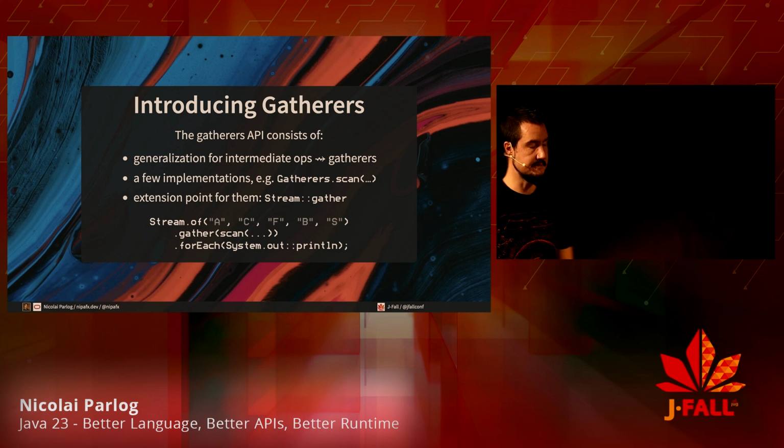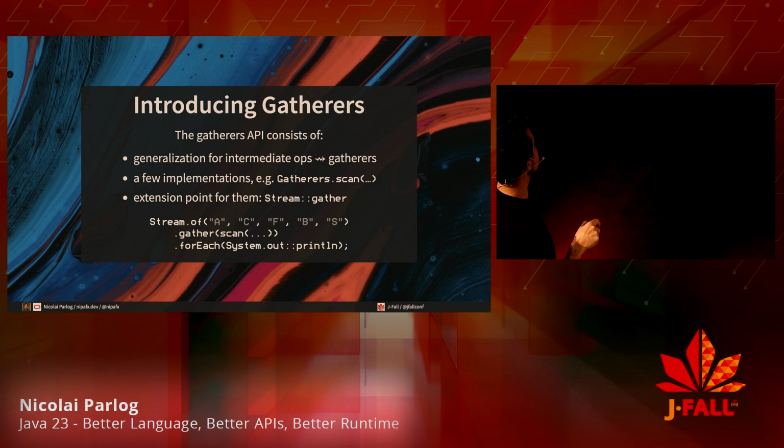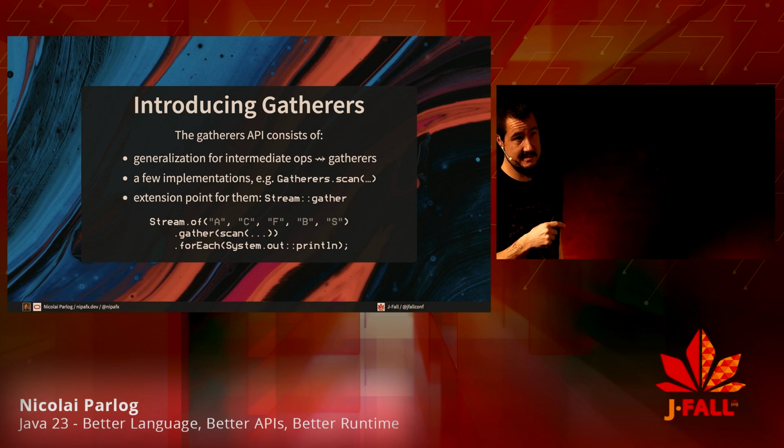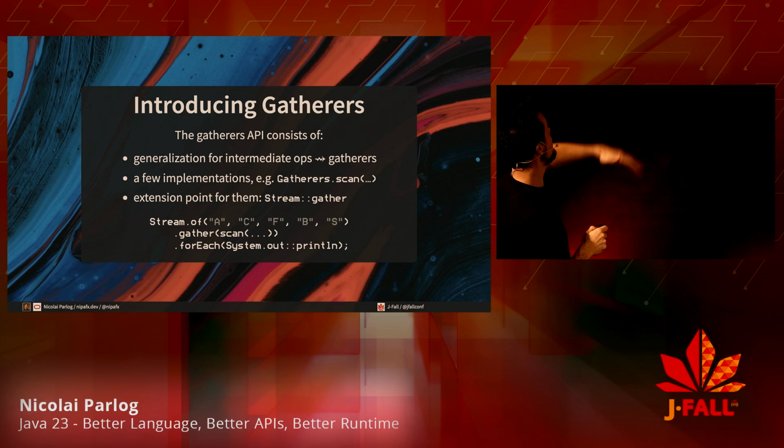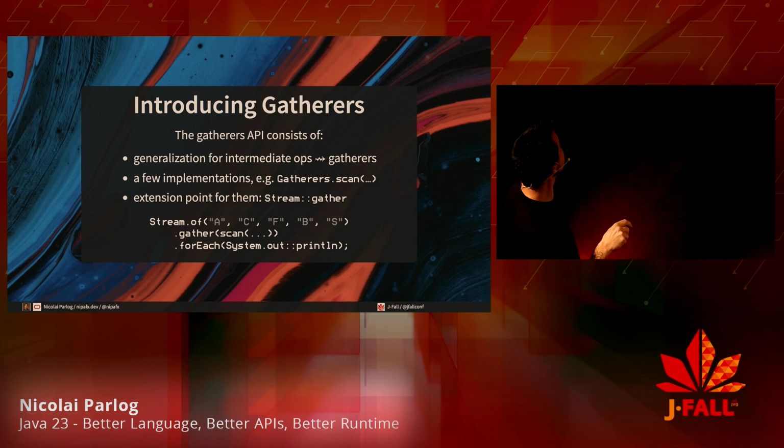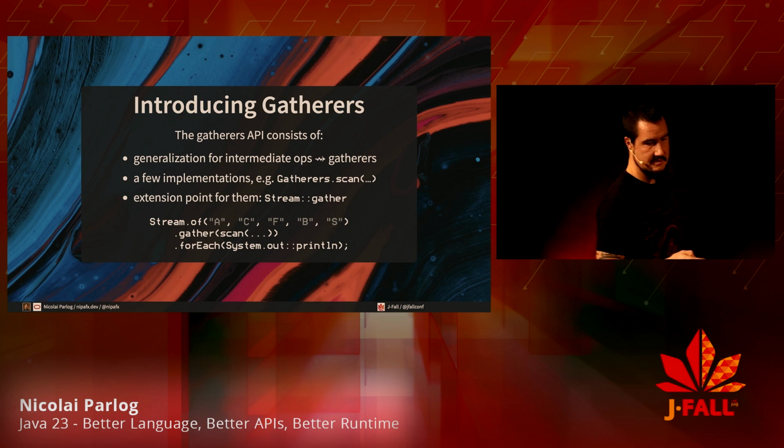So this is what this could look like. It doesn't matter what scan does. Scan is a static import of some method somewhere. So somewhere I have my Gatherers.scan, no clue what it does. But the way I'm using it is I'm saying Stream.of A, B, C, whatever. And then gather, that's the new method. This is the gatherer that needs to be plugged in, and then for whatever comes out, that's System.out.println.